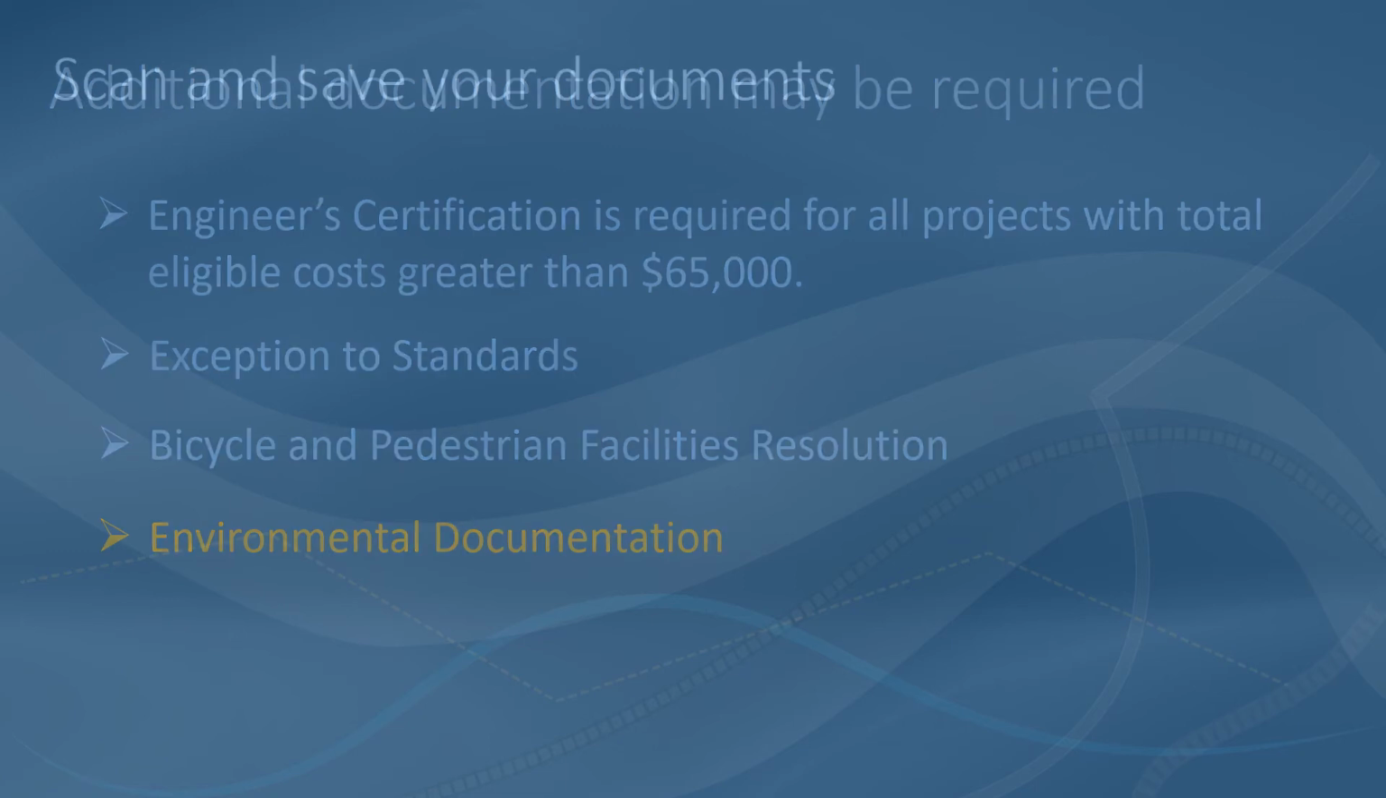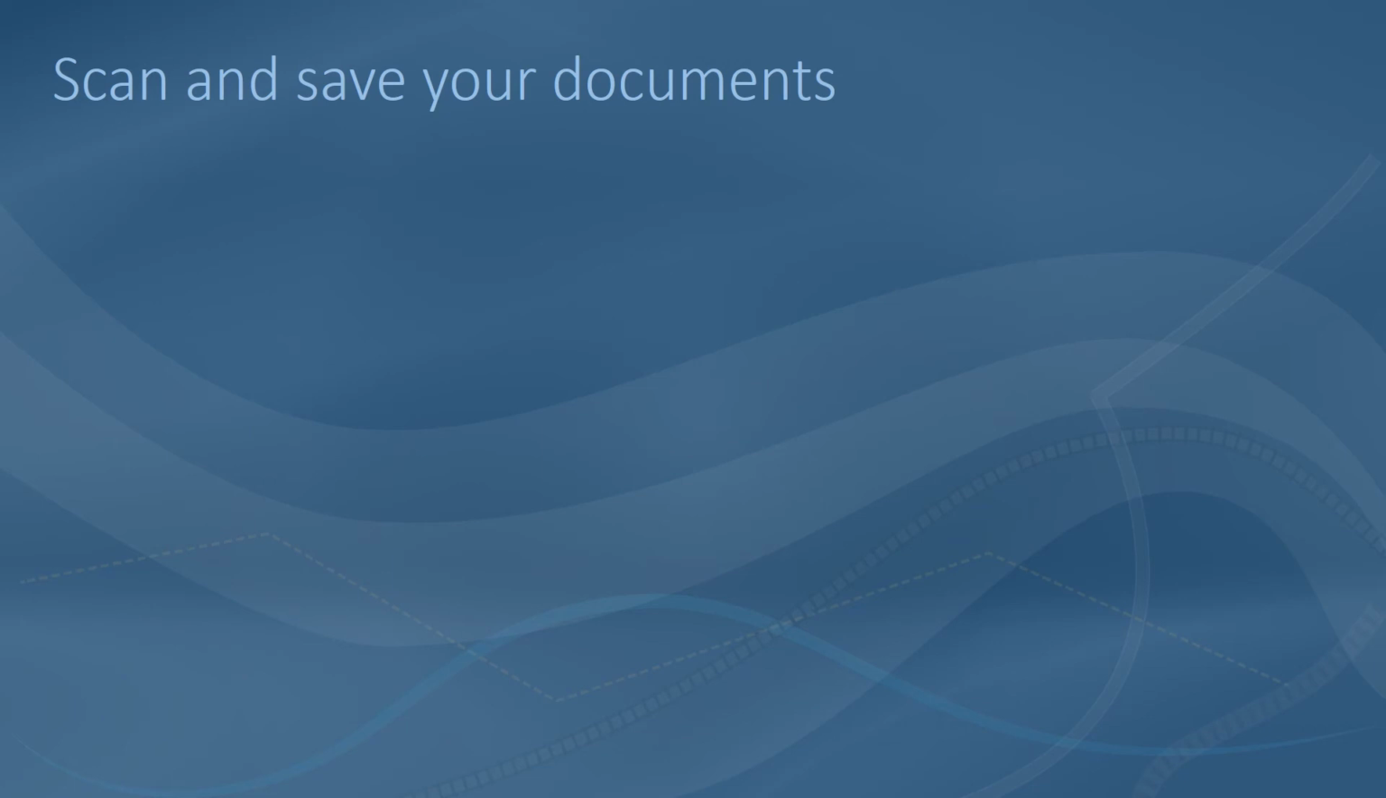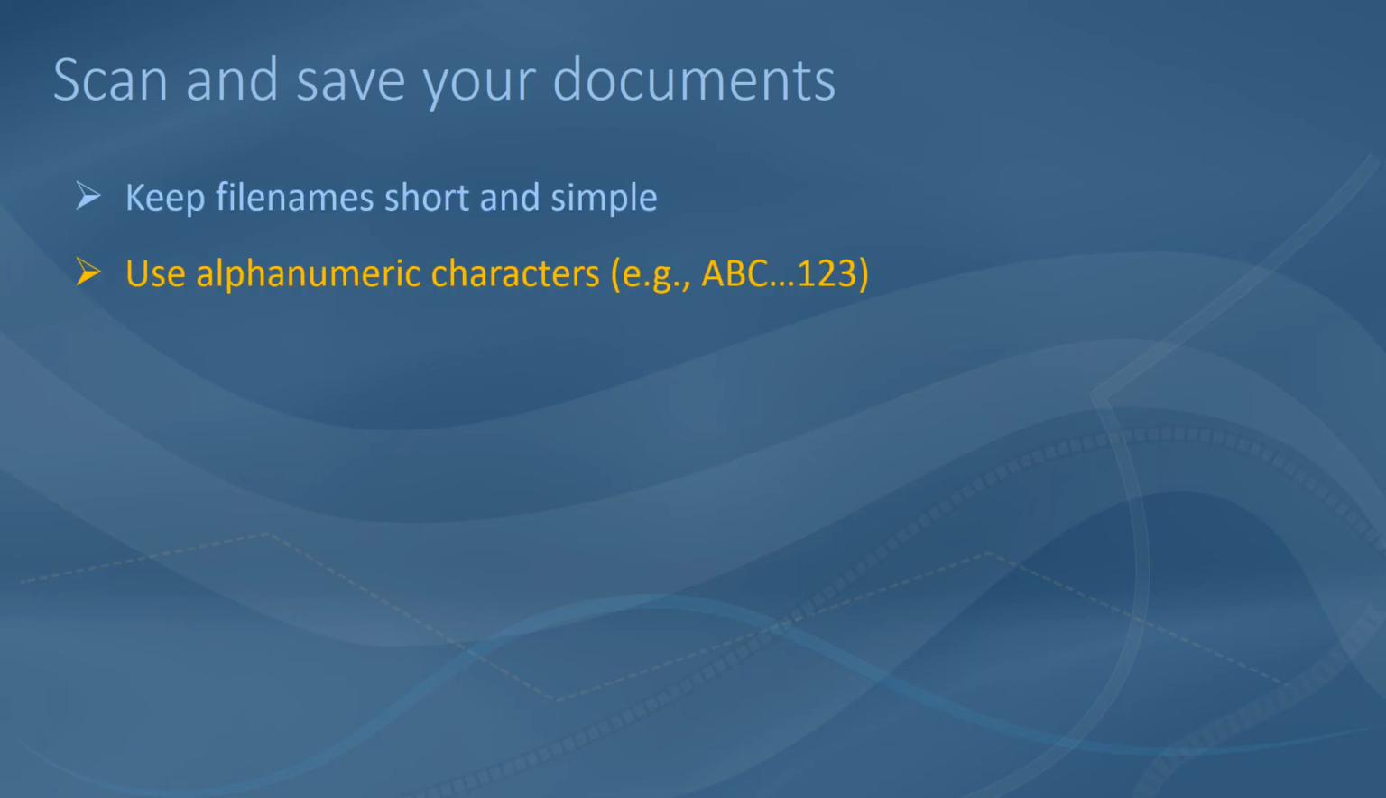After your documents are in order, scan and save them to a folder on your computer. For uploading purposes, keep your file names short and simple, and use only alphanumeric characters. If you are combining several documents under a single file, limit the size of the file to no more than 20 pages in length. You are now ready to start the reimbursement request process.